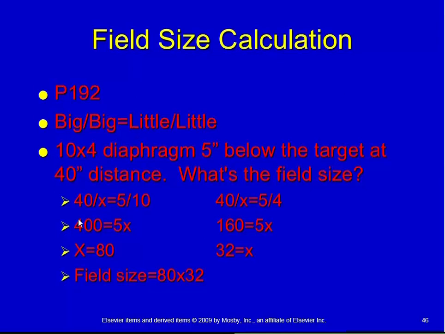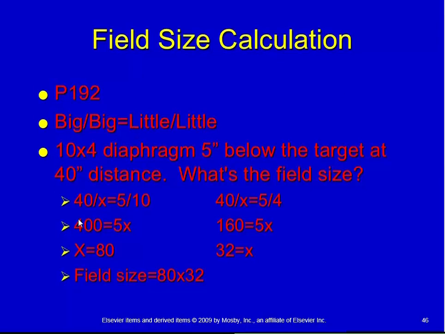So your big things are going to be your SID. Looking at your SDD compared to your SID, SID obviously is far larger than your source to diaphragm distance. And now look at the differences between your field size, which one is smaller and which one is larger, or your radiation field. The opening in the diaphragm is going to be significantly smaller than the projected field size on the image receptor. So your big measurements are your SID and your field size at the image receptor. Your little variables are going to be your source to diaphragm distance and the diaphragm opening size.